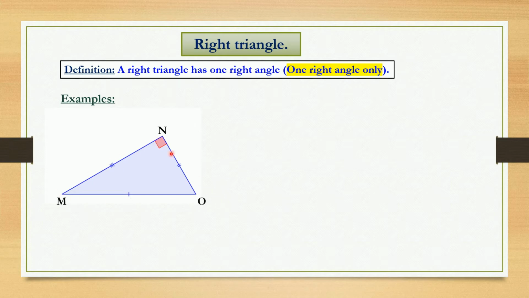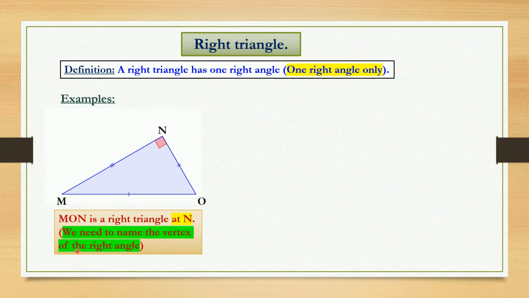Here, when we want to name this right triangle MNO, we must name it MNO as a right triangle at N. We need to name the vertex of the right angle. They need to give us the name of the vertex of the right angle, which here is N. Here it doesn't matter in which order I write the letters in the name of the triangle. N doesn't have to be in the middle. What matters is to mention what is the vertex of the right angle.